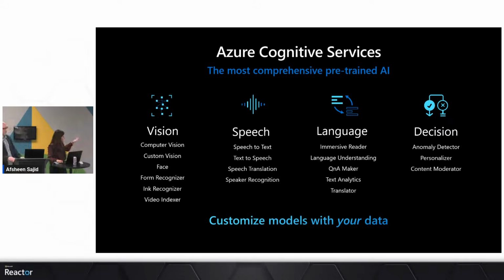Some of the capabilities of the services: you can bring your own data and customize it for your own specific domains. If it is trained on general data, you can bring your domain-specific data, for example related to health or insurance, and then you can customize these models to work for your own specific domain.